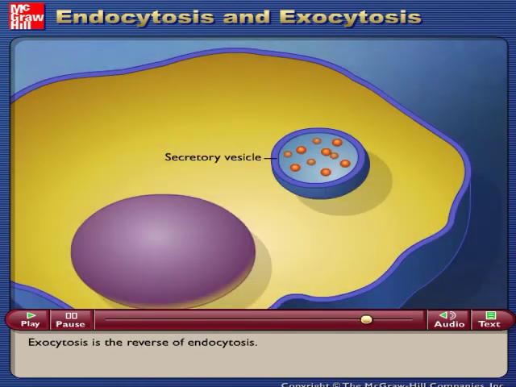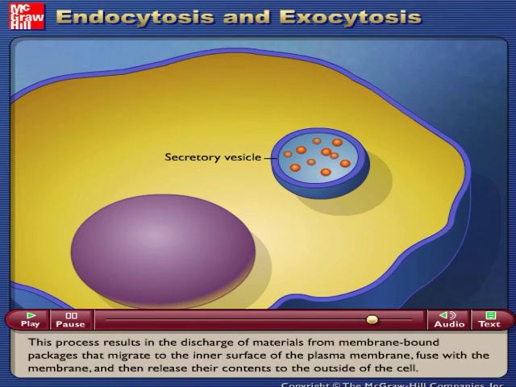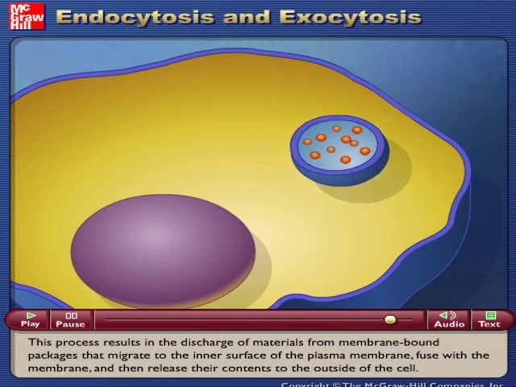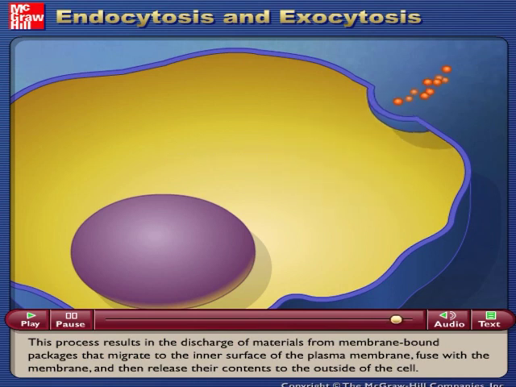Exocytosis is the reverse of endocytosis. This process results in the discharge of materials from membrane-bound packages that migrate to the inner surface of the plasma membrane, fuse with the membrane, and then release their contents to the outside of the cell.